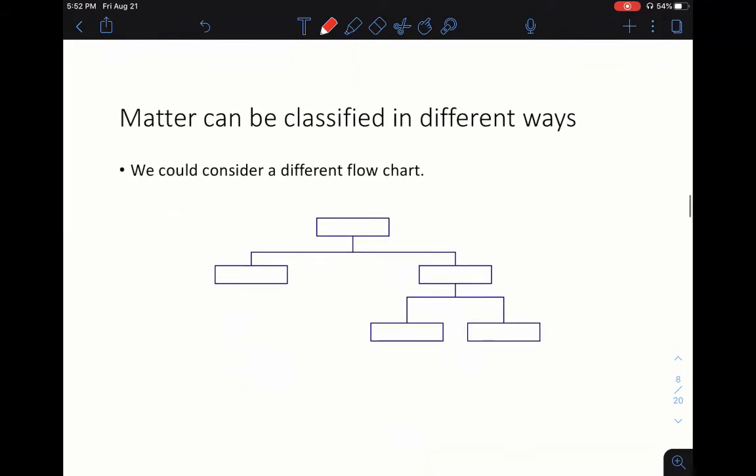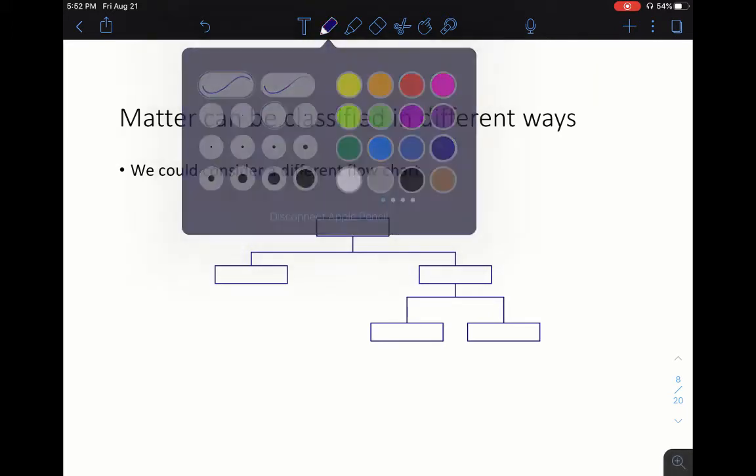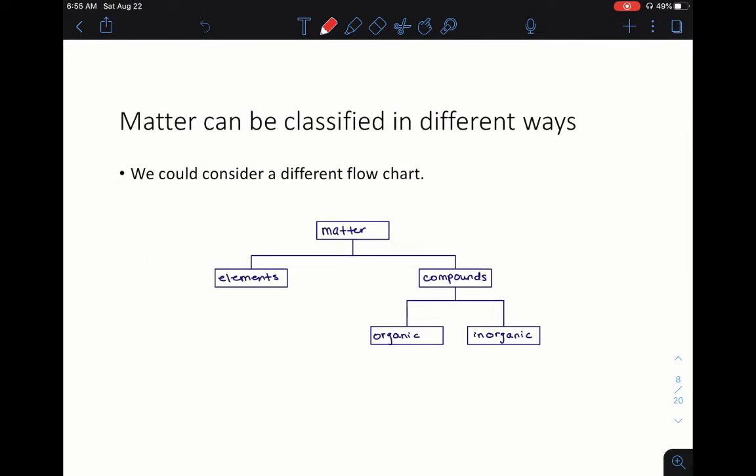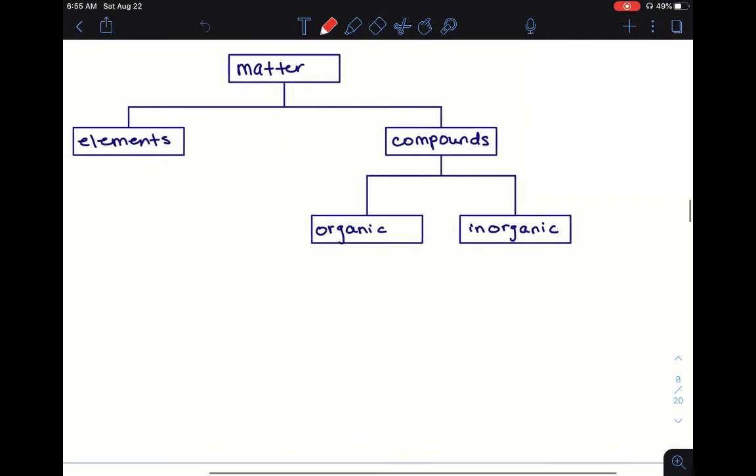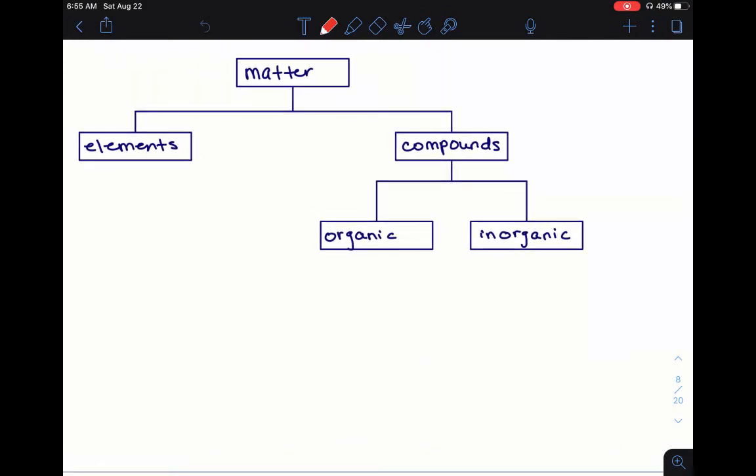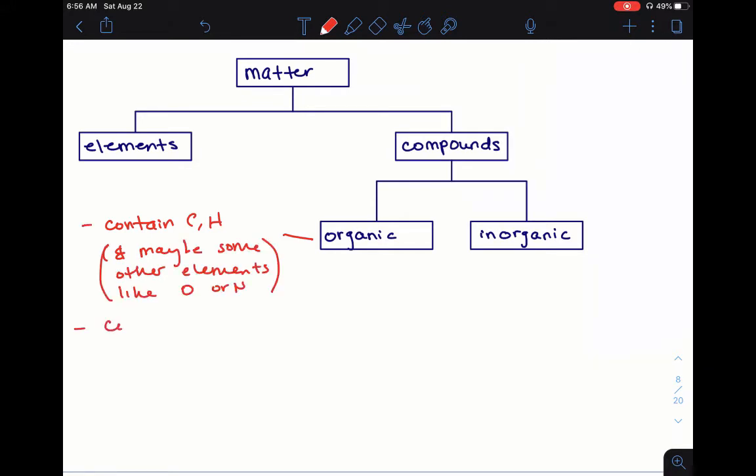So matter can be classified in different ways. And for this class, we might consider a different flowchart. What might that flowchart look like? Perhaps we should consider a flowchart like this, where we consider organic versus inorganic compounds instead of ionic versus covalent. And that, of course, is because although all organic compounds contain carbon and hydrogen, and maybe some other elements like oxygen, we know they contain covalent bonds as well.